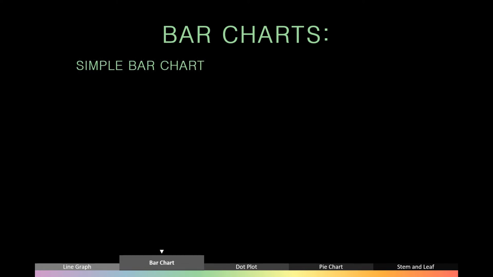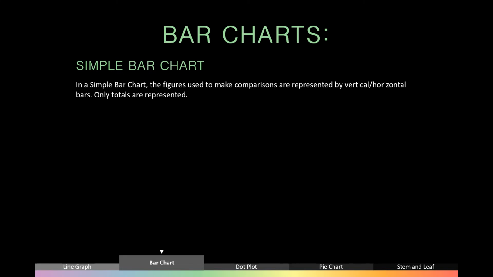The first bar chart that we're going to consider is the simple bar chart. Now, a simple bar chart has figures that are used to make comparisons, and these bars are typically vertical or horizontal, and only the totals are represented.